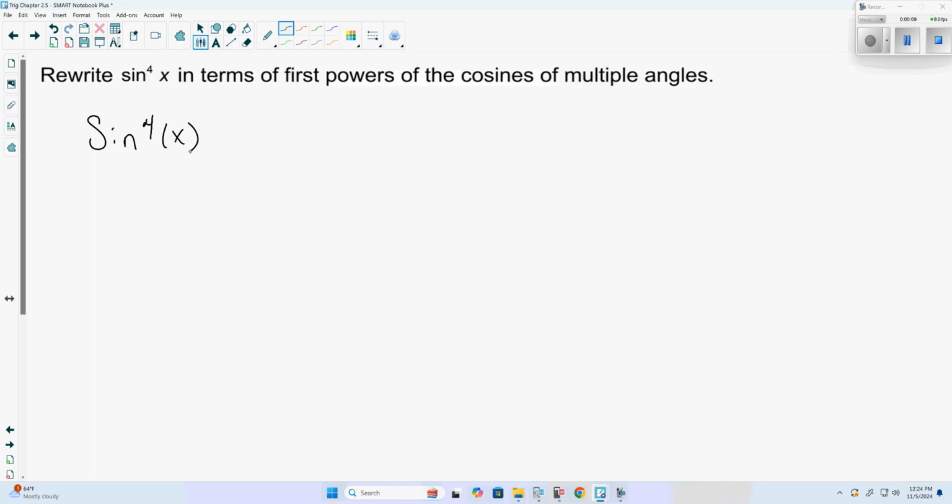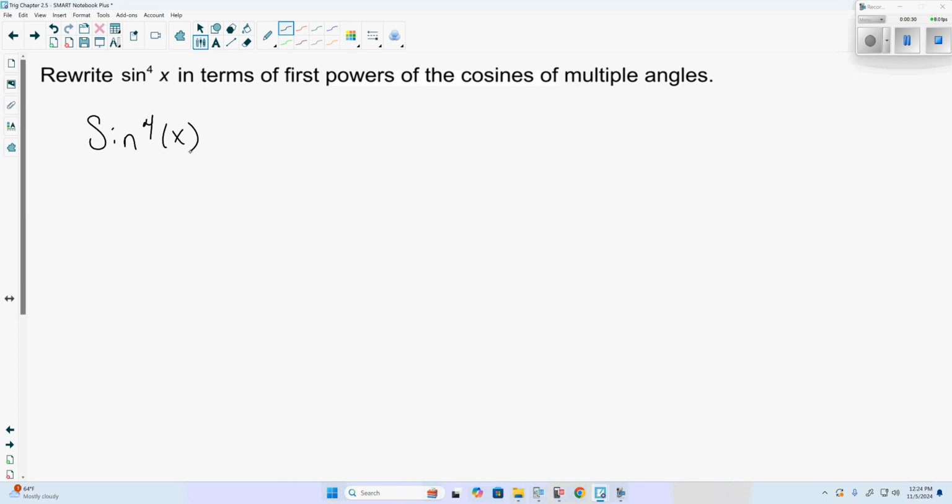All right, guys. What we're looking at next is our power reduction formula. So for this one, rewrite sine to the fourth of x in terms of first powers of the cosines of multiple angles.